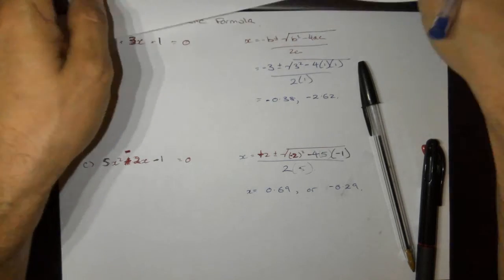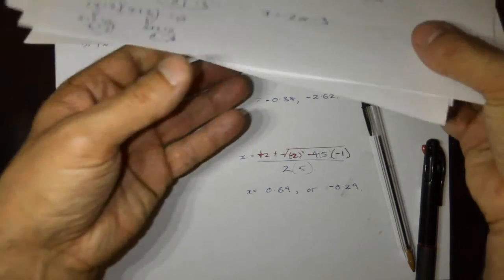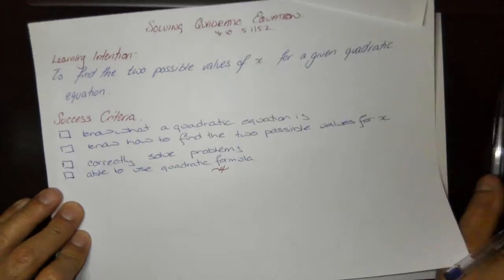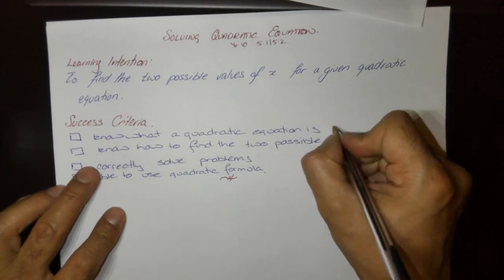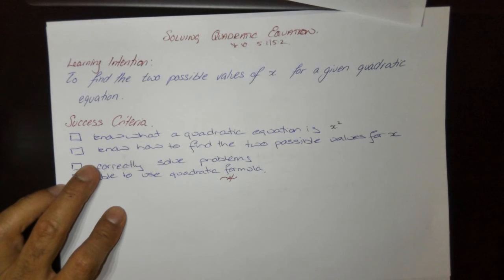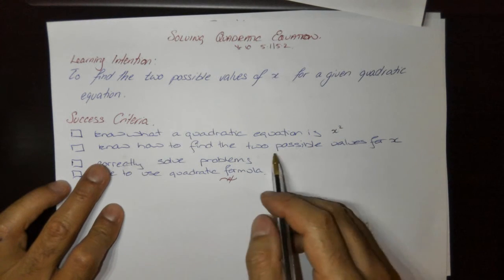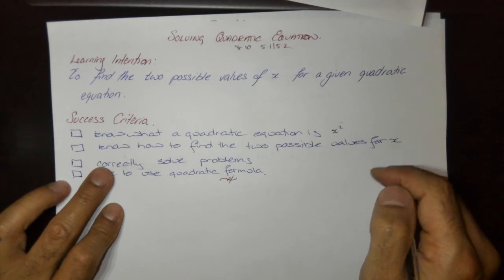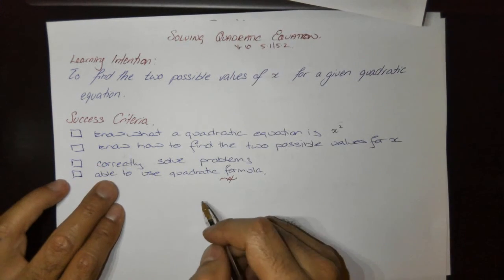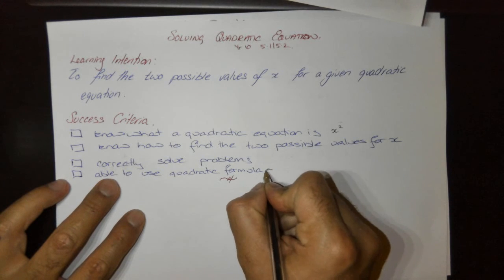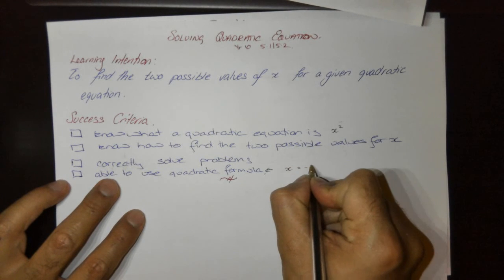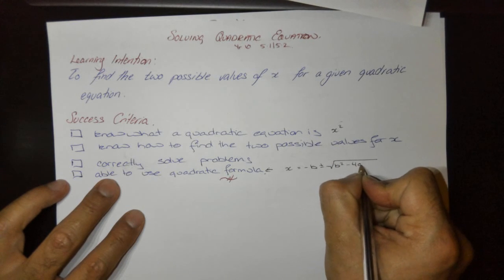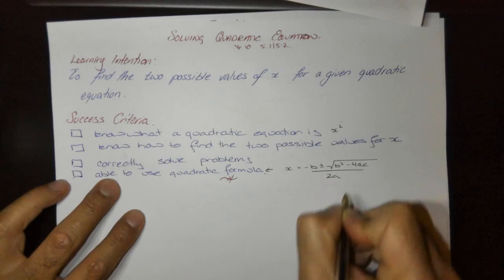So there's a lot there to learn. You probably have to watch this video a couple of times. So you need to know that a quadratic is anything that has x to the power of 2. When we have that, we have up to 2 possible solutions. We want to correctly solve the problems and find the solutions. And if we're stuck, use the quadratic formula, which is x equals minus b plus or minus square root of b squared minus 4ac over 2a.